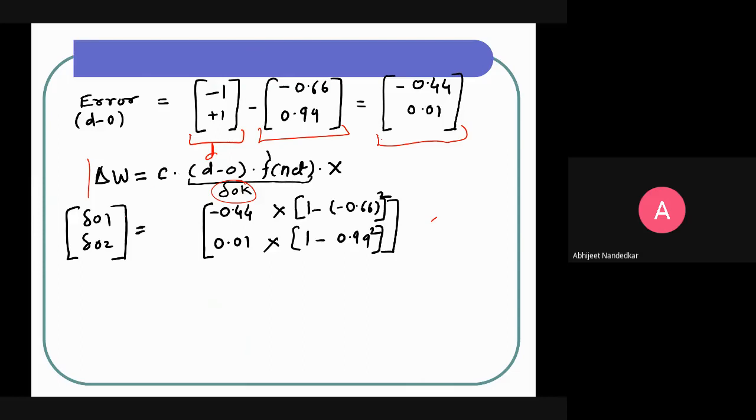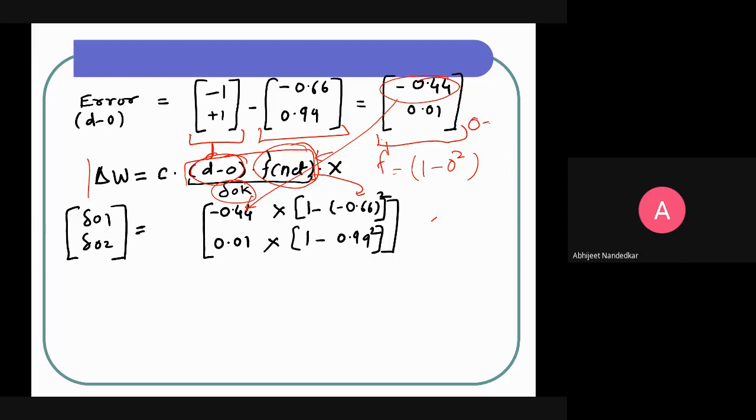So I'm calculating delta O1 and delta O2 using the same formula. It is the desired response of first neuron minus the actual output of first neuron, which is 0.44, so I am writing it here. This is (D minus O) into f dash of net. And f dash of net for tanh, if you remember, is 1 minus O square.